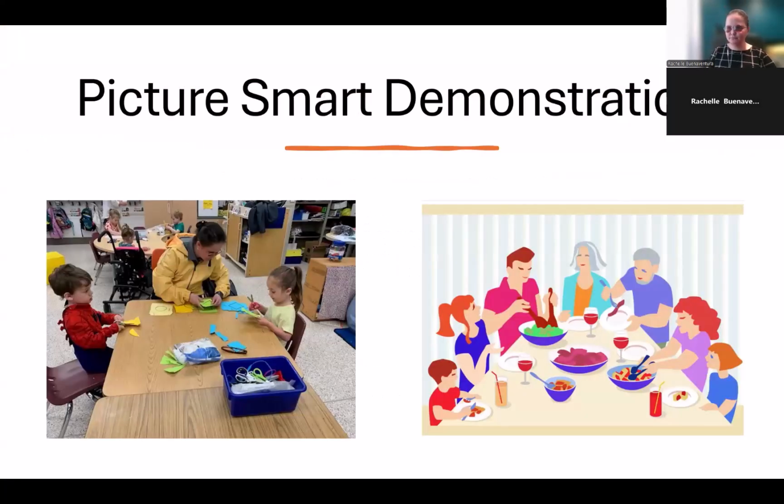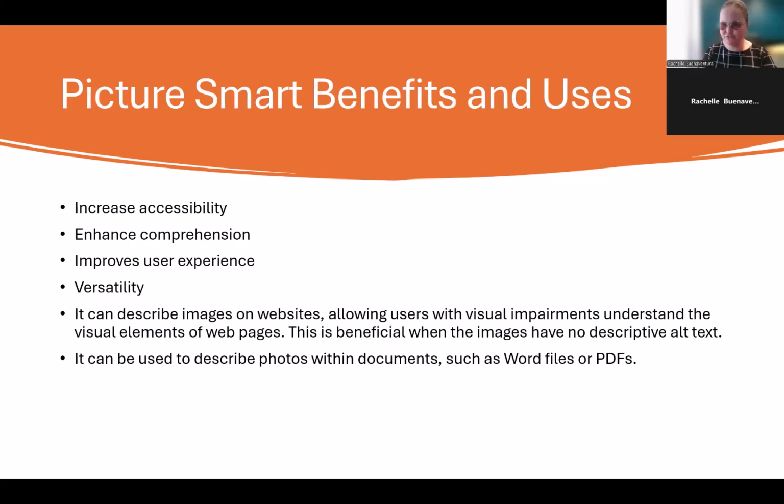So what are the benefits? Heading level 1. Picture, so person and kid sitting at a table graphic. AI-generated content may be incorrect. Group of people eating at some table. So that is Slide 17, the power of AI. Slide 17, Picture Smart benefits and uses.